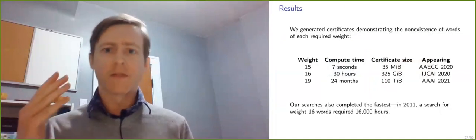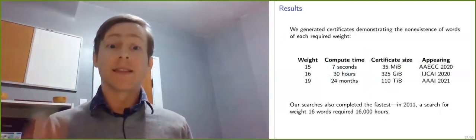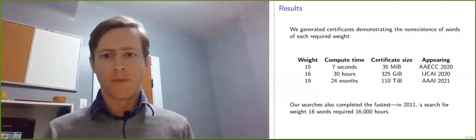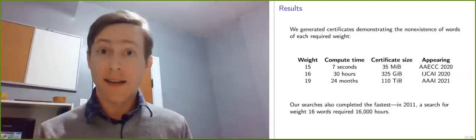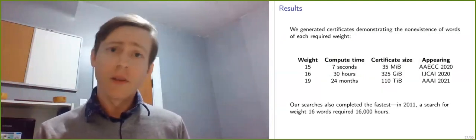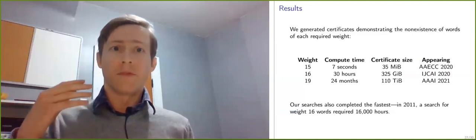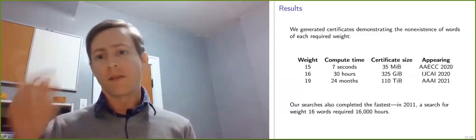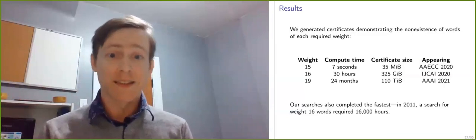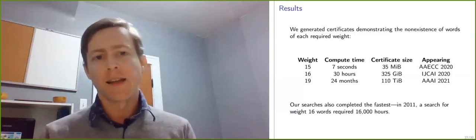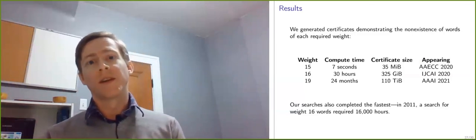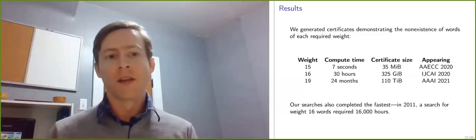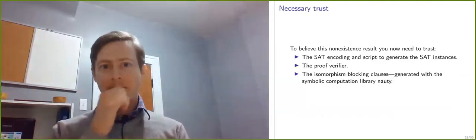So in each of the possible codeword weights, 15, 16, and 19, we actually generated nonexistence certificates for each and then verified them with a proof verifier. You can see here the amount of computation and the size of the certificates. Not only were we the first search to actually verify using certificates, we were also the fastest known search, in some cases by a huge margin. For example, in 2011, the verification required 16,000 hours to solve the weight 16 case, and we did it in 30 hours, right? Because we were able to exploit a huge number of symmetries that happens to exist in that case. So you can just see the power of the CAS. It would not be possible in any reasonable amount of time without using that CAS.